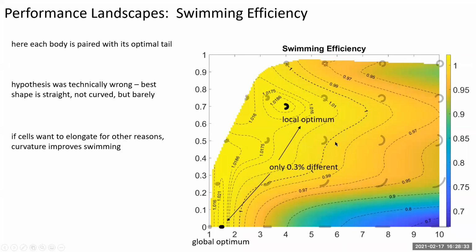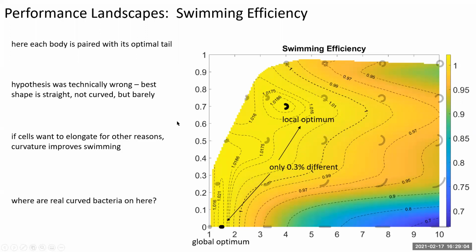And what is interesting is if a cell does want to elongate for some other reason that I'll get to very soon, then let's say you want to be an aspect ratio of 8. Well, if you're straight, you have a pretty big penalty to efficiency. But if you get curved, if you move up, you really mitigate that quite a bit, and you have almost no penalty anymore, but you're still elongated. So curvature can help. It just can't be the only thing explaining what's going on.